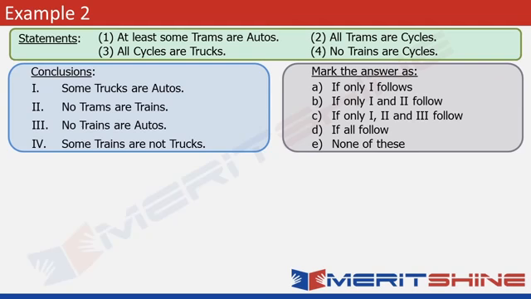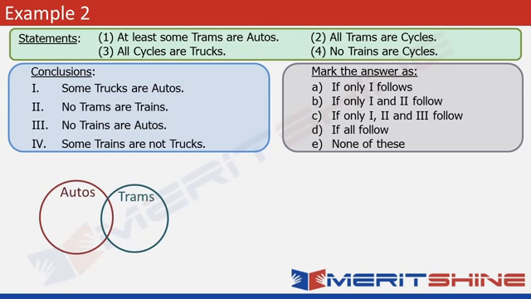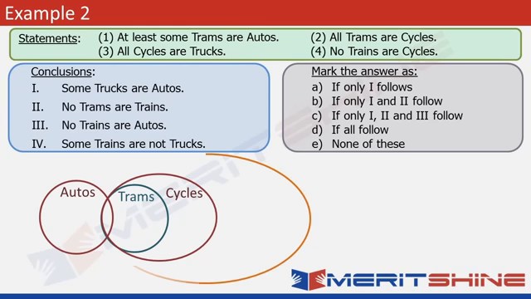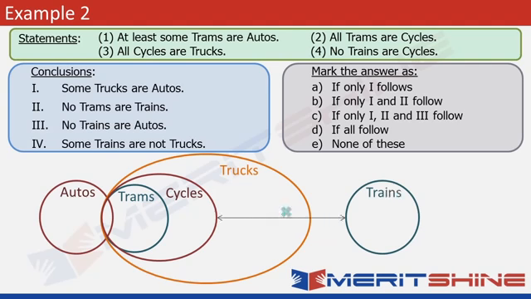Again, similar structure. Let's look at the statement straight away. At least some trams are autos. Let's draw autos first. And now trams. All trams are cycles. So let's draw cycles. All cycles are trucks. So let's draw trucks now. Alright. Number 4. No trains are cycles. So let's draw trains separately and do something like this. It shows that cycles and trains are disjoint sets.